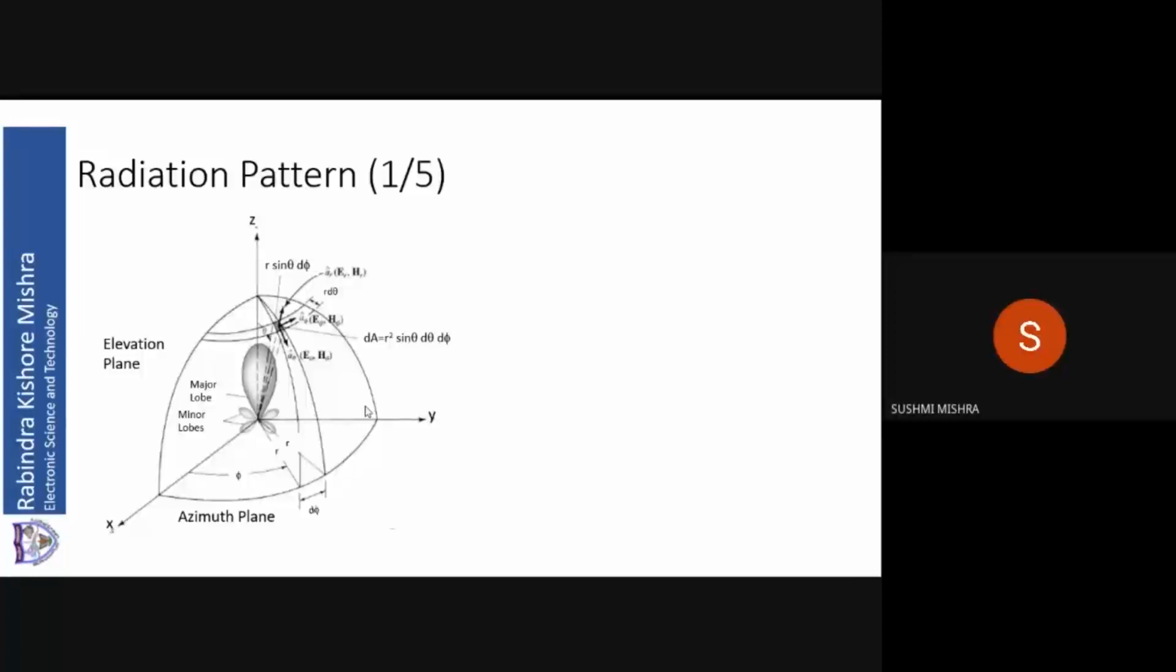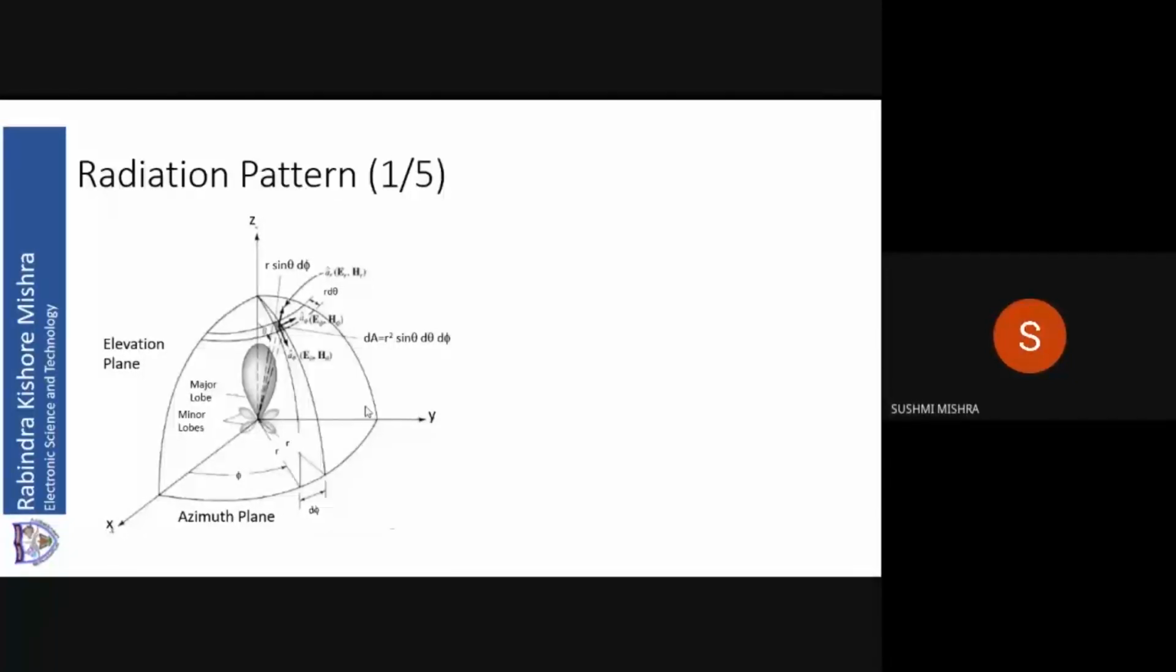Now let us come to the parameters of the antenna. Today I will confine myself to the radiation parameter and the parameters which can be derived looking at the radiation parameters, or which can be defined, not derived. Derived parameters we'll see in the next class. Today we'll see the parameters that we can define looking at radiation parameters.